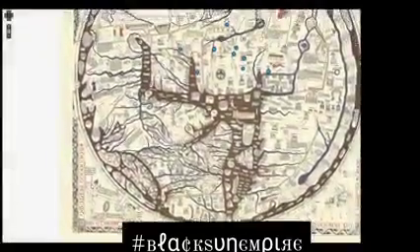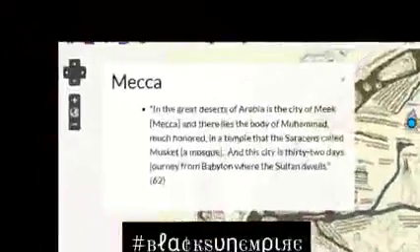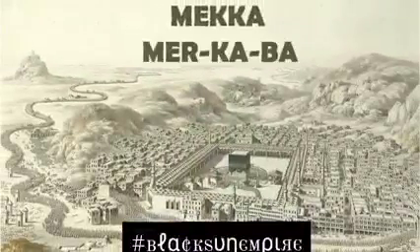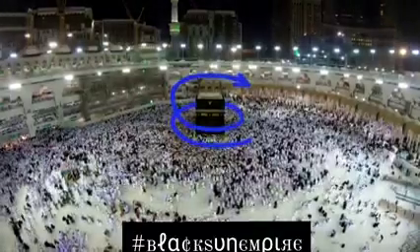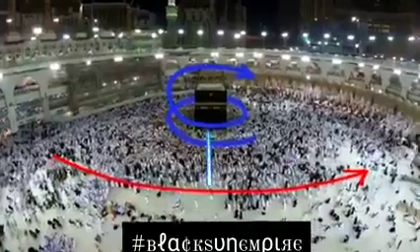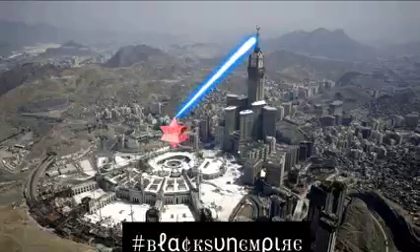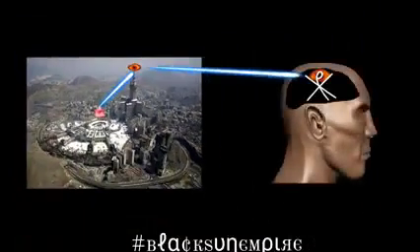Let's go back to the old Harvard map and take a look at the real Mecca. It's called the city of Meek. Mecca also reminds me of Merkaba. How would this work? Well, let's say that the stones are producing a rotation to the right. Now people are starting to walk in the opposite direction. That would give you a current. This current is sent to the amplifier, and the amplifier is sending it to the pineal glands of all the believers.